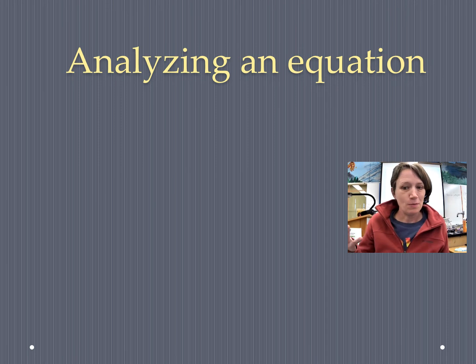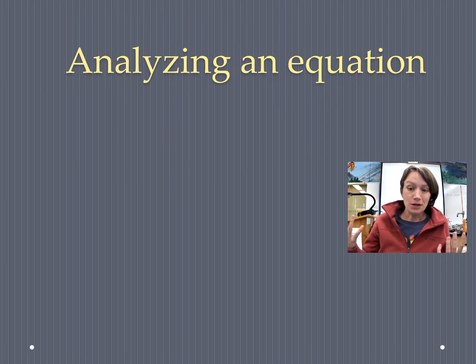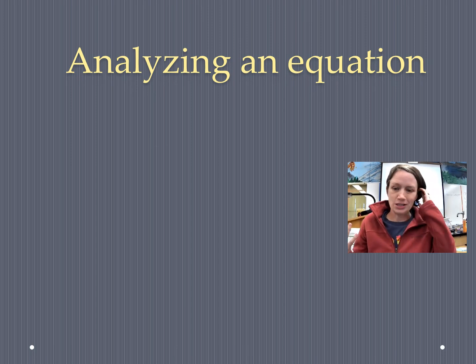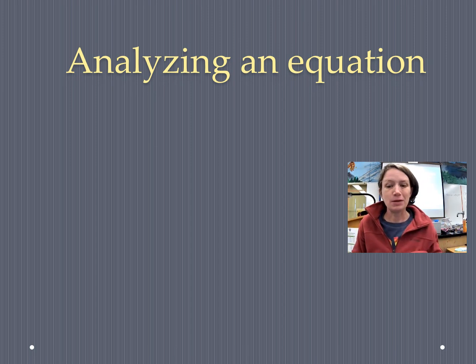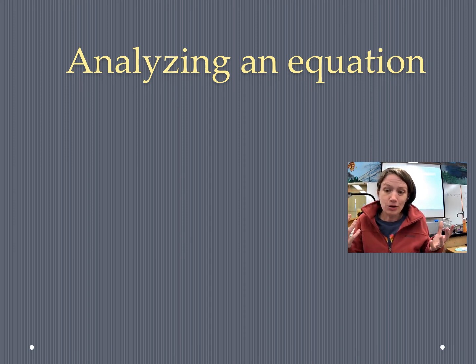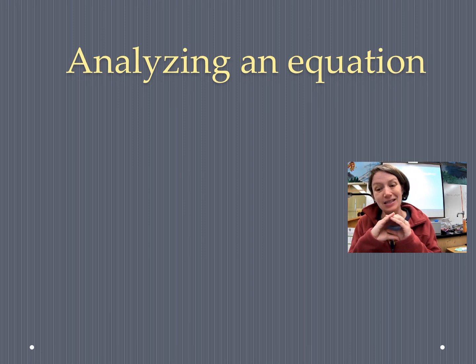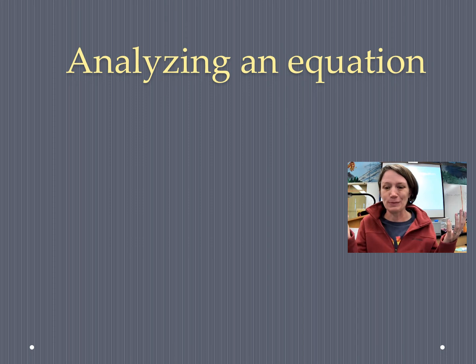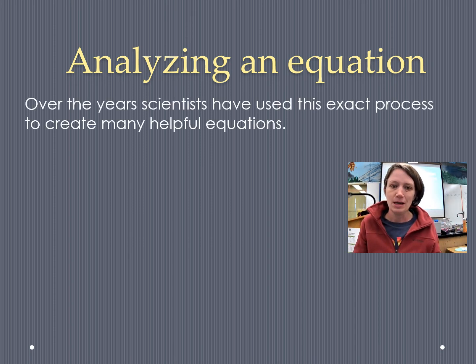So scientists have known about this process for a long time, and mathematicians, and so they've created a bunch of equations. There's a lot of equations that are already out there in the world, right? And you've probably seen some of these equations before. The cool thing is, now that you understand where the equation came from, you can actually take an existing equation and figure out what that means about the variables and the relationships between them in the world, just based on understanding the way equations are put together.